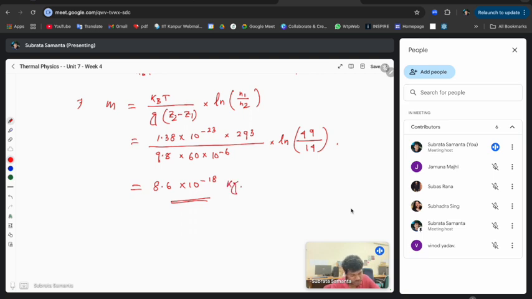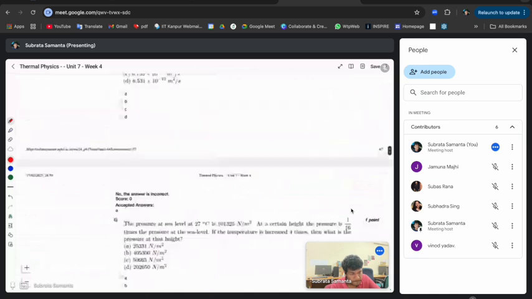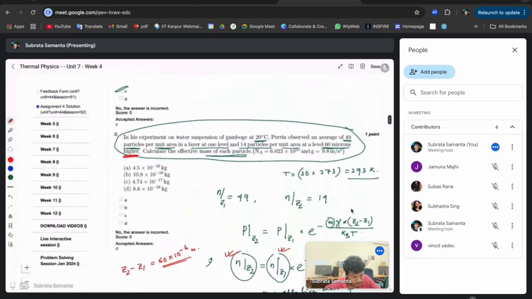Okay, so let's check whether this is in the options or not. So 8.6 times 10 to the power minus 18. Yeah, so the last one. So option D is correct.